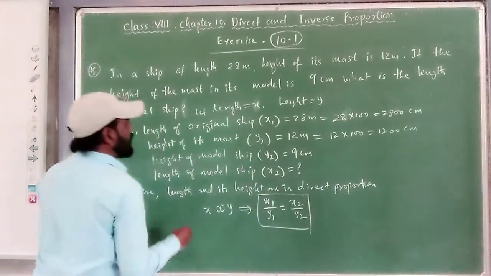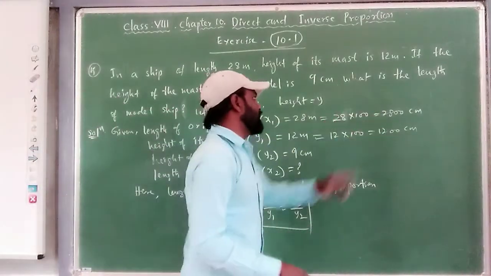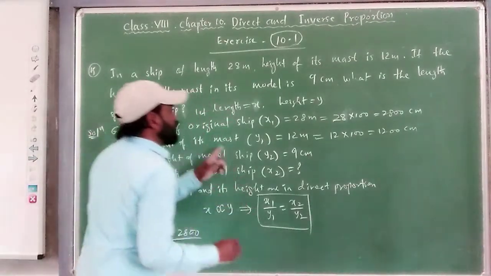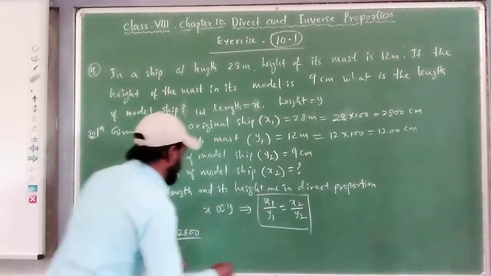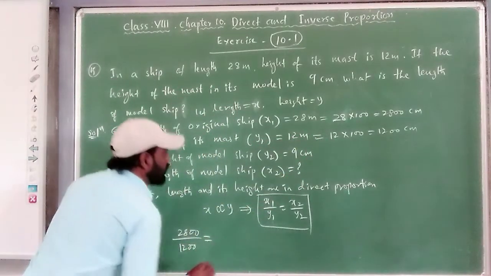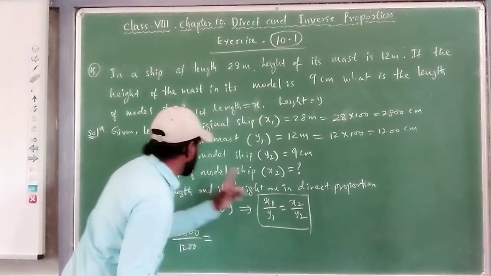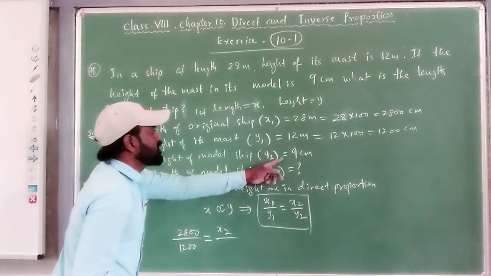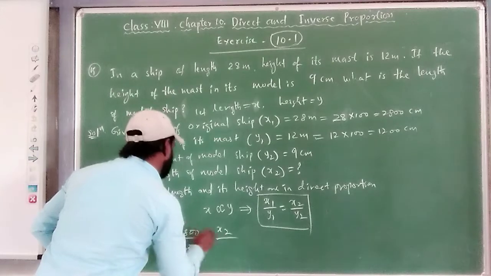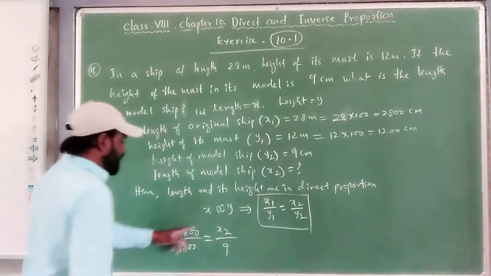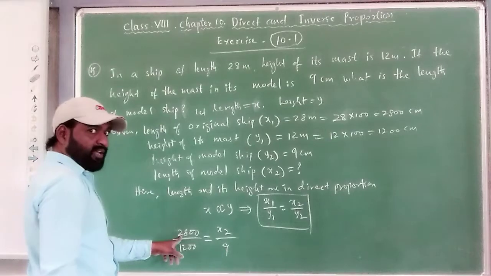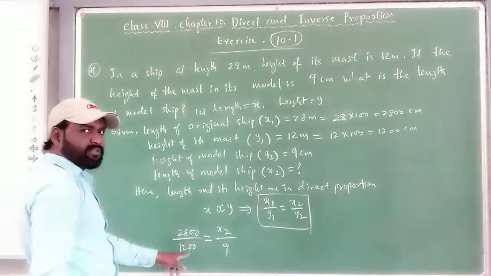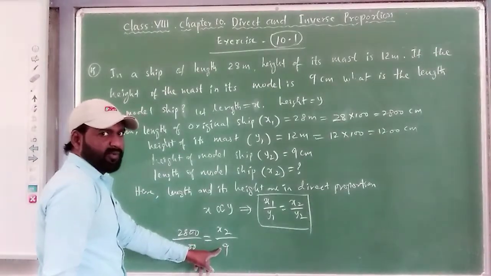Just substitute the values. x1, now in centimeters, is 2800. y1 is 1200. x2 is what we are finding, the length of the model ship. y2, the height of the model ship, is 9 centimeters. Now everything is in centimeters. Actually 28 meters were given, and we converted it to 2800 centimeters. Actually 12 meters were given, and we converted it to 1200 centimeters. The 9 is already in centimeters, so no need to do anything.